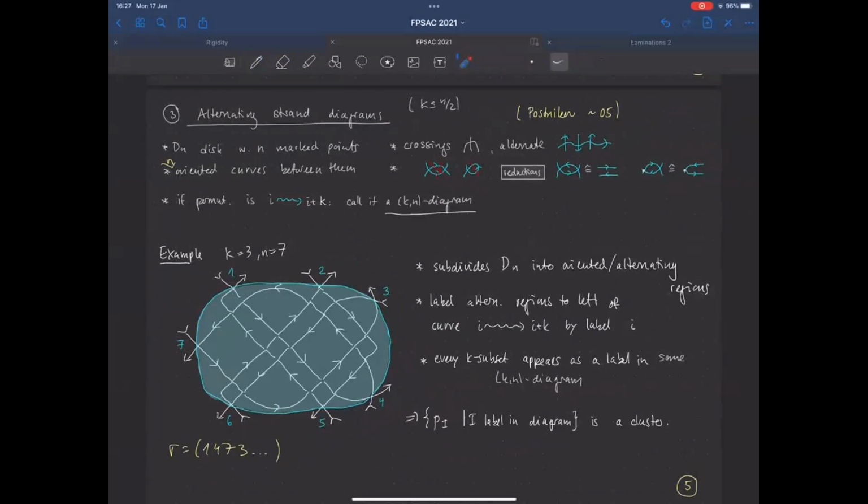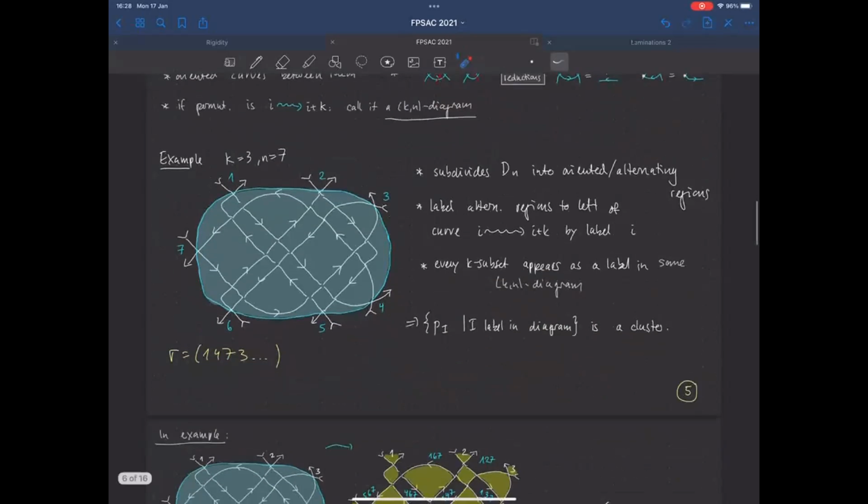So this subdivision into oriented and alternating regions of a strand diagram doesn't depend on the permutation. That's a general fact. And also the labeling procedure works, of course, for arbitrary permutations. And then if we go now to the (k,n) diagrams, what one can show is that every k-subset of the labels 1 up to n really appears in some diagram. Not specifically in this one here, but there exists a nice diagram which contains that label. So what Scott did, she showed that if we do this and then you collect the labels, you get a cluster, and that's how you can show you have a cluster algebra structure on this Grassmannian.